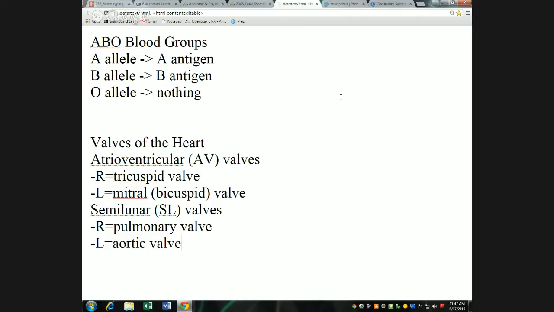One piece in the front and one piece in the back. Okay? It has two sides. And so the bicuspid valve is the same sort of thing. Okay? It has two leaflets. So it's kind of like a mitre hat. That's where the name comes from.